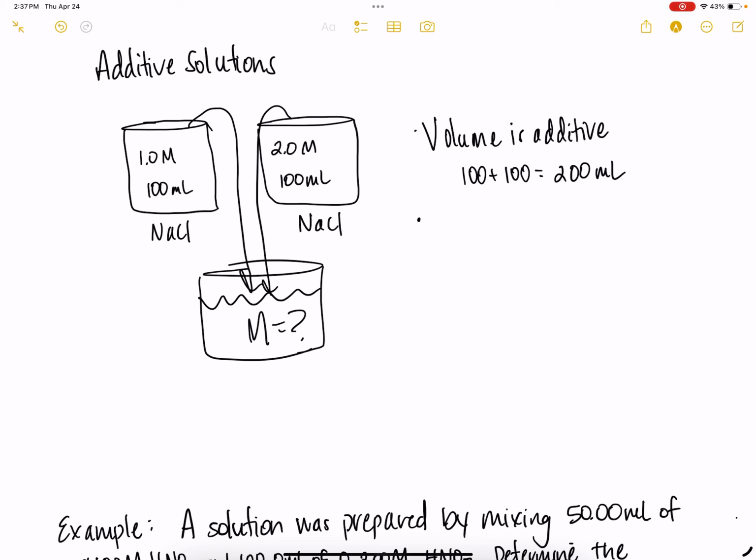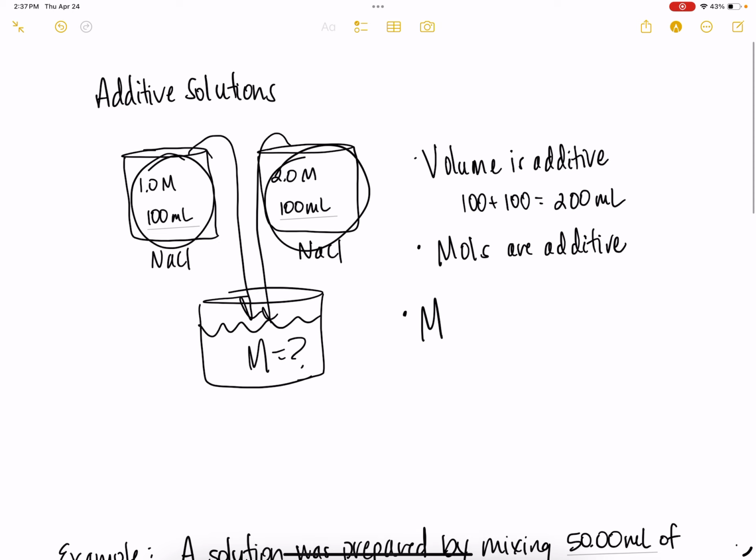There's a second quantity in solutions that is also additive, and that is moles. And so that means that if I could find the moles of NaCl in container 1, and then find the moles of NaCl in container 2, I could just add those two together, and that would be the resultant moles in my new container. And so volume and moles are both additive when we mix solutions together. However, molarity is not additive.